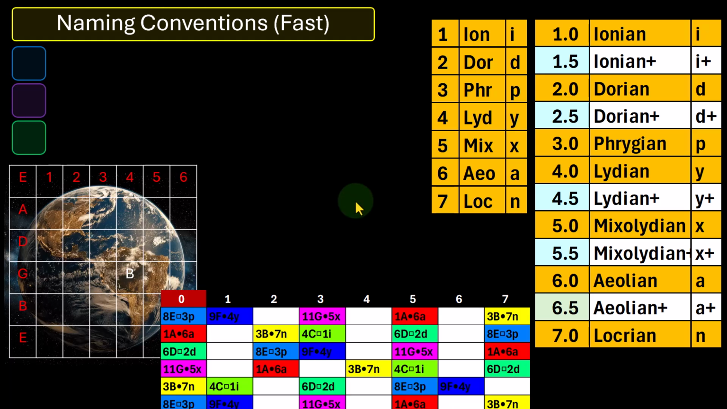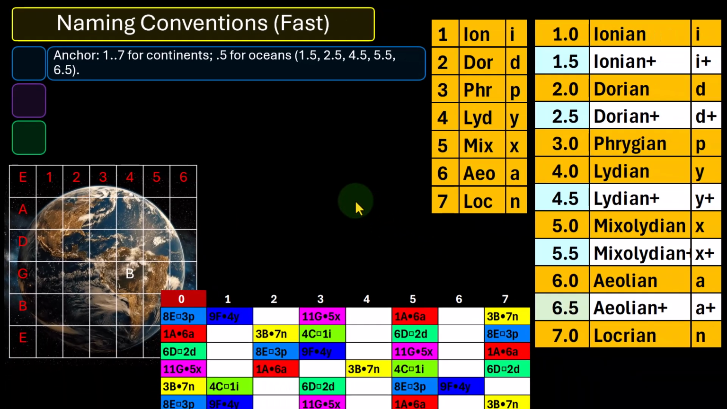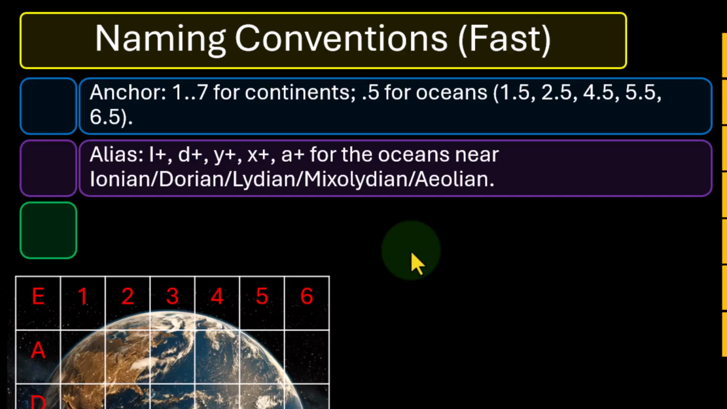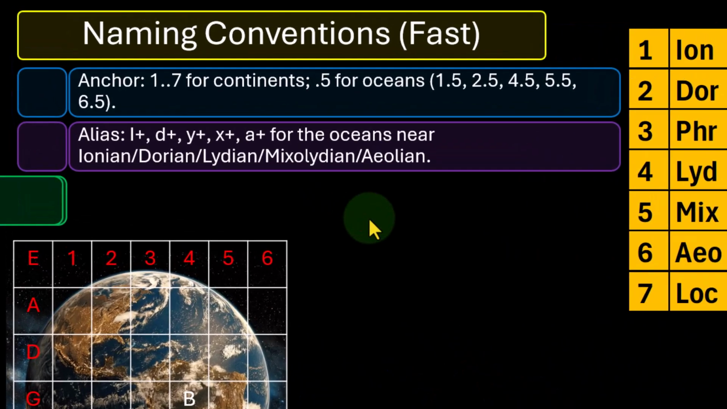Okay, so naming conventions fast. So the anchor is going to be 1 through 7 for the continents, the normal naming convention, and then you just name the number of notes that are in the chord, and it's easy to figure out the chord because you just take the modal half steps. But if you're in the ocean, then you have to use a naming convention of the 1.5, 2.5, and so on, which you could also use I plus, D plus, Y plus, X plus, A plus for the oceans near the Ionian, Dorian, Lydian, Mixolydian, and Aeolian.